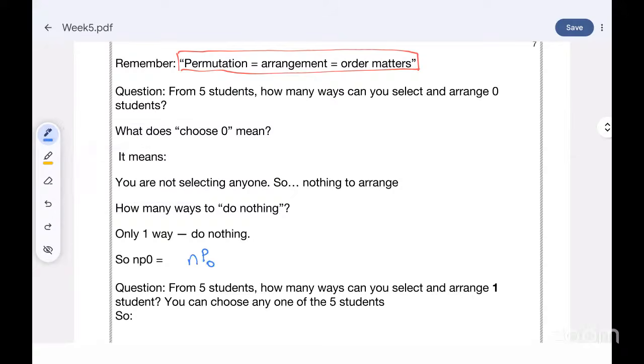According to the formula, what does it mean? n factorial divided by n factorial, which is 1. Okay, fine.